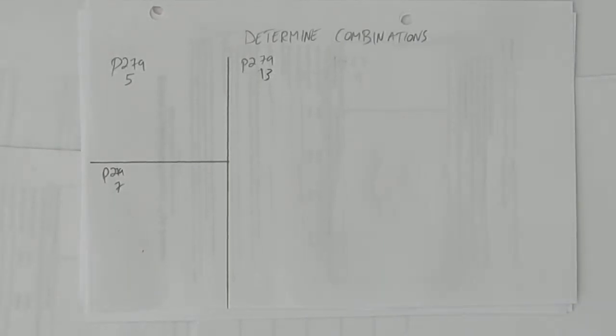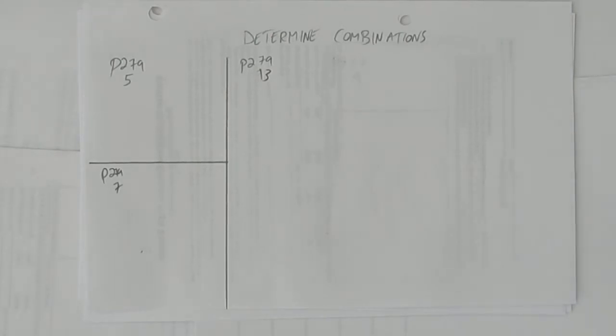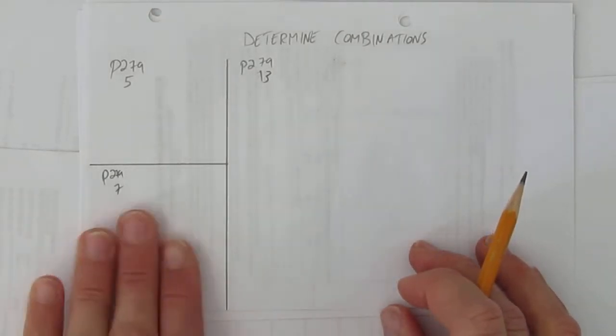In this video, we'll look at some different examples where we're determining combinations. These questions come from your textbook, page 279, number 5, number 7, and number 13, but I'll read them.